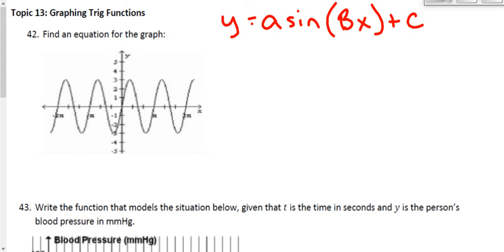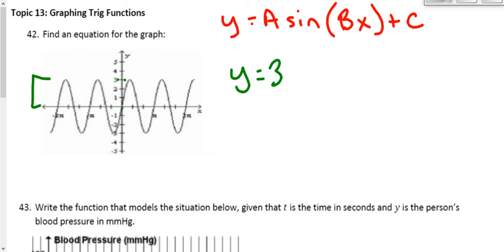Remembering that a talks about the amplitude, b helps us find the period, and c is the vertical shift. So let's go ahead and start this function with the amplitude. Remember, the amplitude is the height from the middle. So the middle of our function is right here at 0. The amplitude is going to be how high we go from the middle. So it's going to be the number 3.